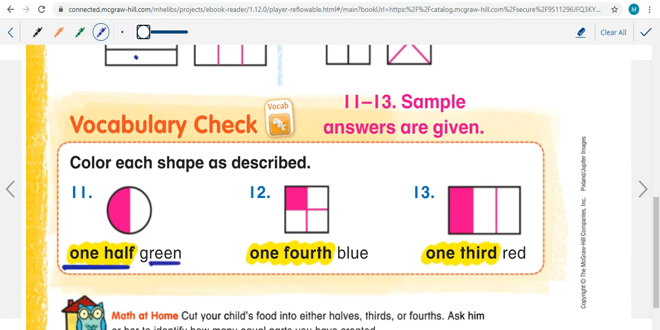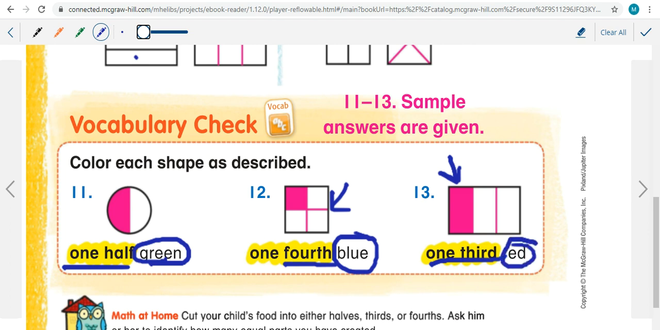1/2 green, so you take out your green color. 1/4 blue, remember that 4th means 4 parts. 1/3, remember that 3rd means 3 parts. Okay, so take out your green, your blue, and your red color.